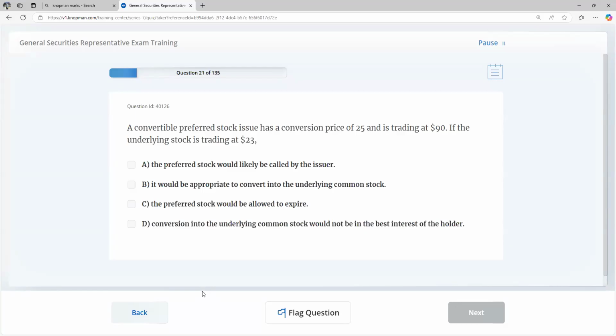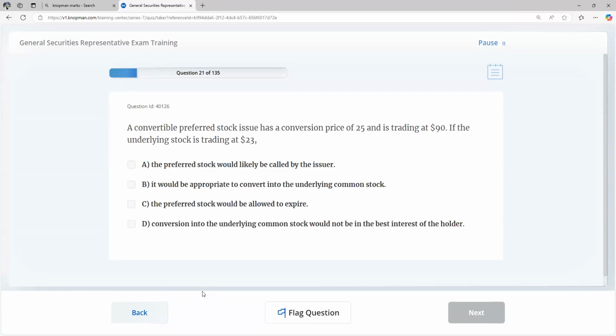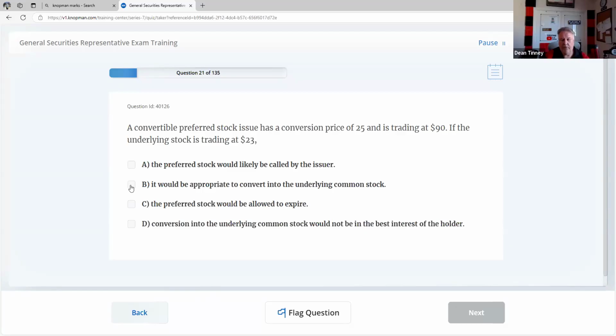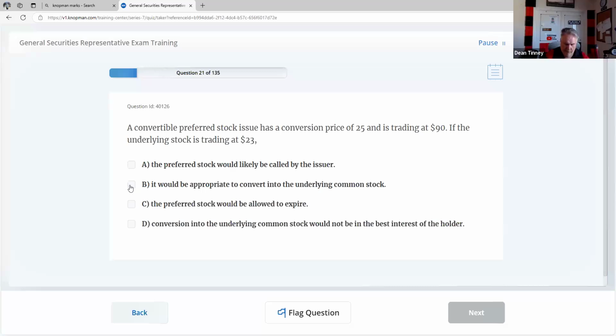So I still need to find the conversion ratio, right? I think that's what I would do. I would take the price so we can get 40 shares, and multiply it by the 23. So that's 920. I feel like it'd be appropriate to convert it. Yeah, it looks like there's an arbitrage opportunity, right? Because it's trading at 90 and we can get 4 shares. That means we would be able to get the stock at 22.50, and it says the stock's at 23.